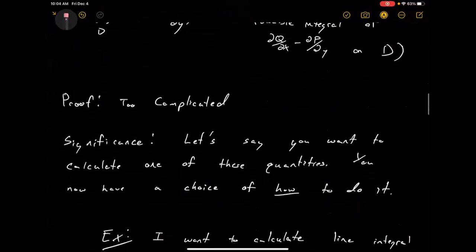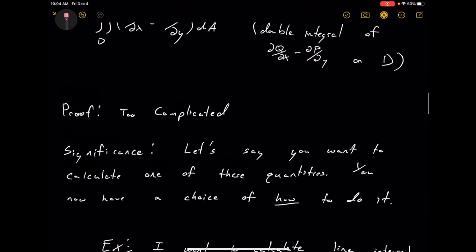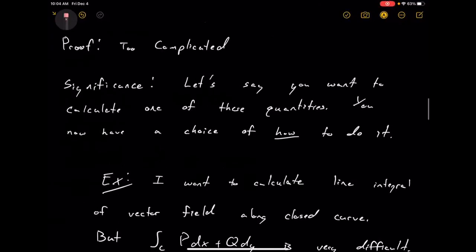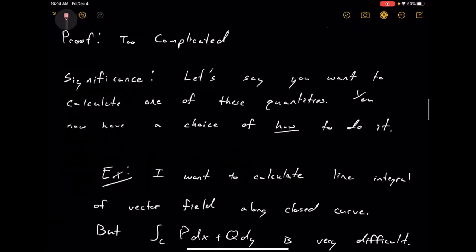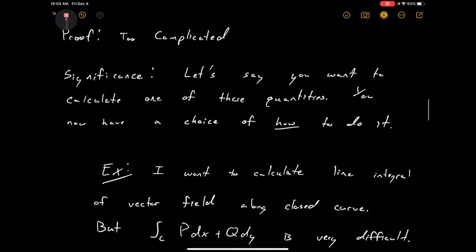The proof is pretty complicated, and even the book only gives a special case, so we're not going to worry about the proof. Just think of this as a tool. You can look at the proof if you want; I'm not going to try and clutter your minds with it here. The significance is not to be understated.